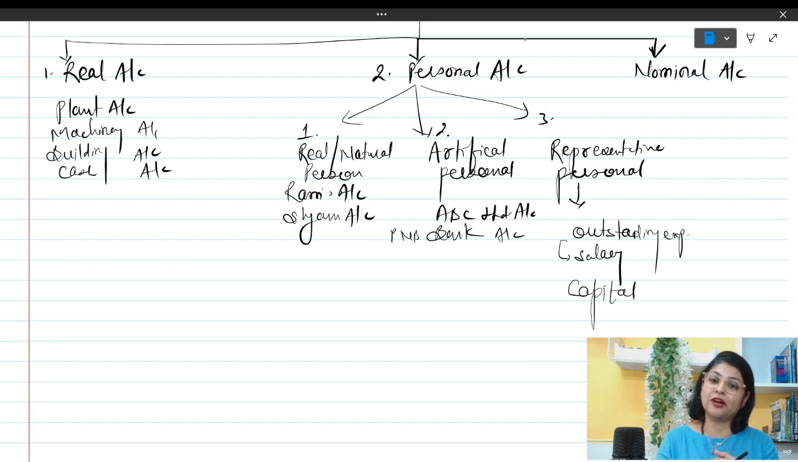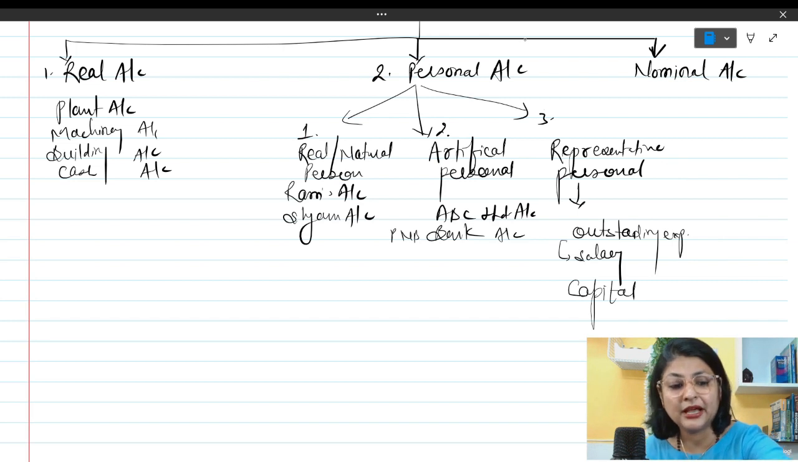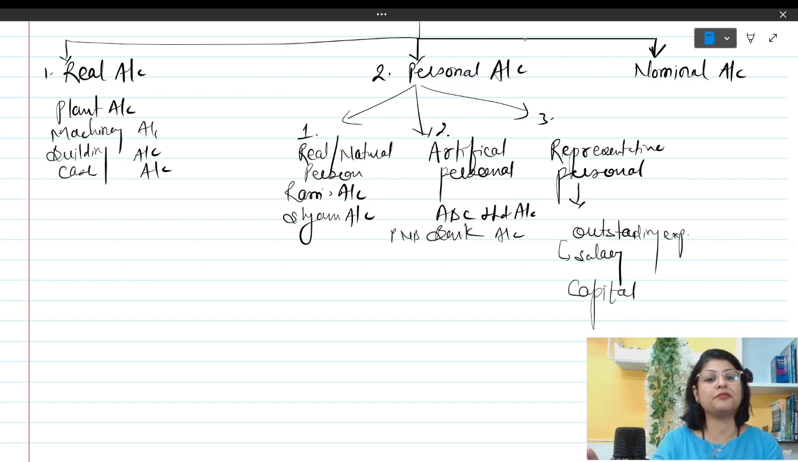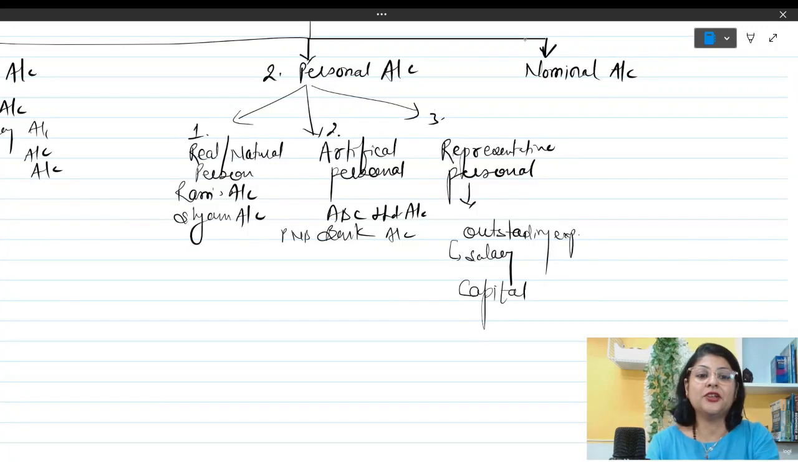So these types of accounts, which are named something else but where there is a person behind it, are known as representative personal accounts. Then we have the nominal account. There is a place over here under nominal account.